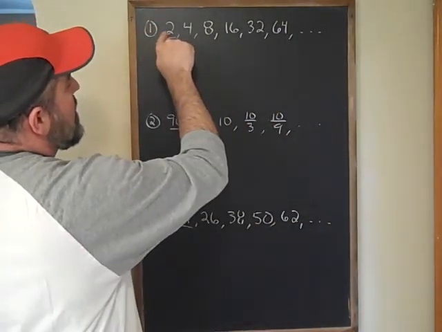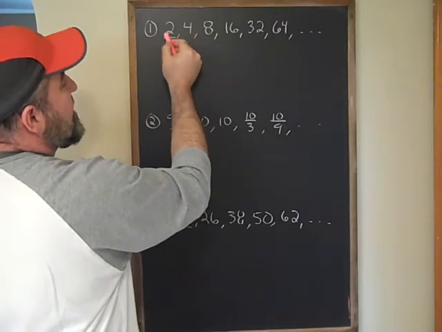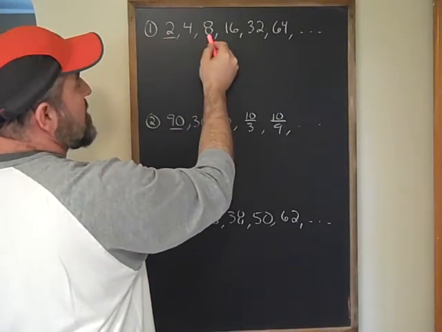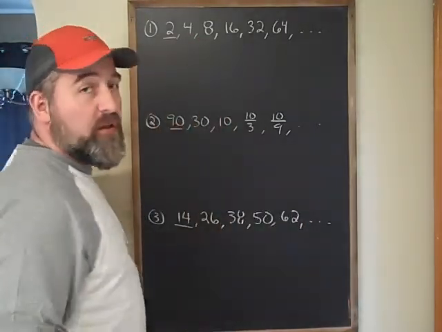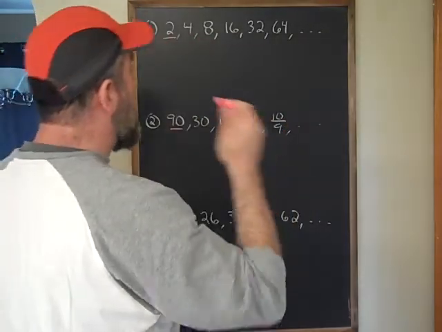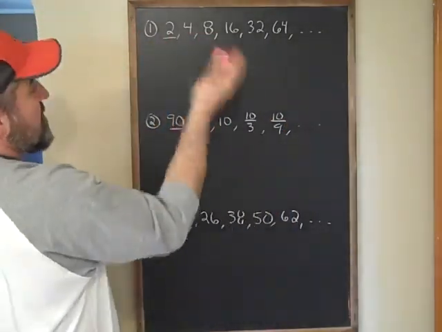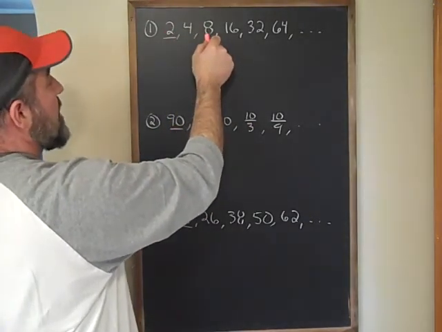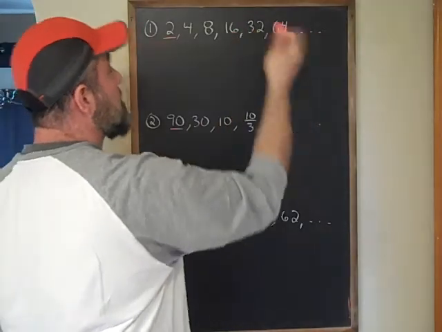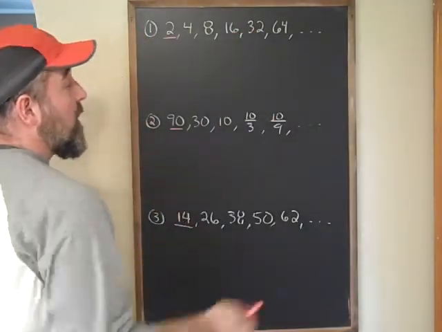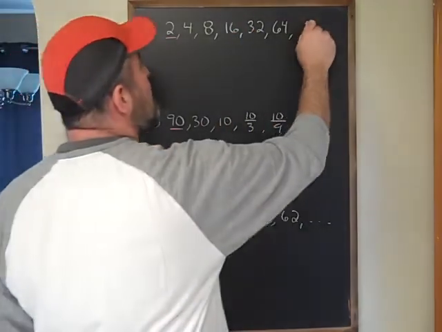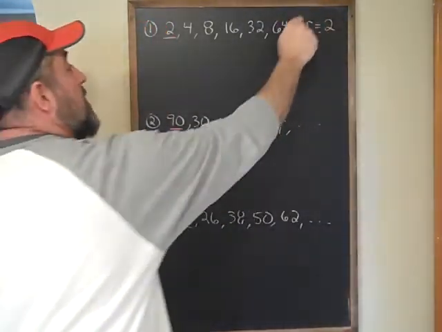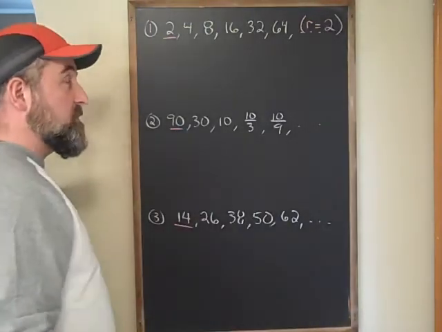So this one, if we treat it as addition, 2 plus 2 gets us 4, 4 plus 2 doesn't get us 8. So it's definitely not constant addition, so it's not an arithmetic sequence. So let's consider multiplication. 2 times 2 is 4, 4 times 2 is 8, 8 times 2 is 16, 16 times 2. You can see it's growing through constant multiplication of 2. So that tells us we have a geometric sequence. So I'm going to write that r is 2 because it's a constant ratio.